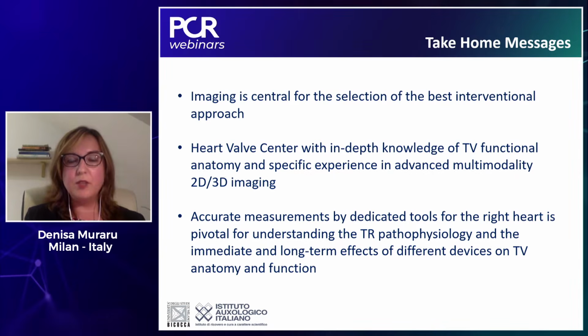So in conclusion, imaging is central for the selection of the best interventional approach. A heart valve center with in-depth knowledge of 3D functional anatomy and specific expertise in 2D and 3D imaging modalities is important, and accurate measurements obtained with dedicated tools for the right heart are pivotal for understanding the TR pathophysiology and for assessing the immediate and long-term effects of devices on tricuspid valve anatomy and function.